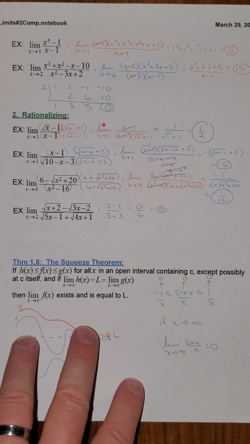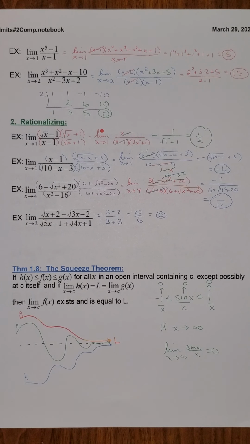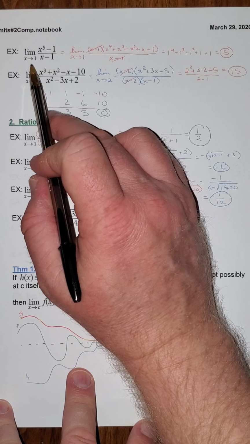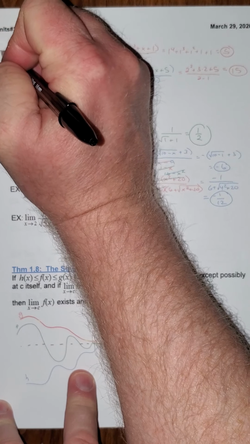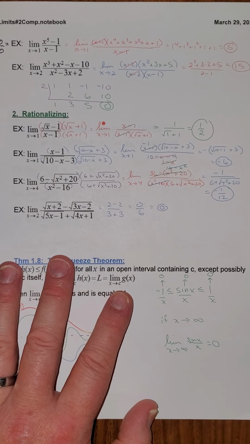Hope you guys can read the top of this page here. Sorry it's in red. If you've printed out your notes, you should be able to see it. I've got x to the 5th minus 1 over x minus 1. If I plug in 1, again, that's going to be an indeterminate form. It's 0 over 0. So how am I going to factor this?